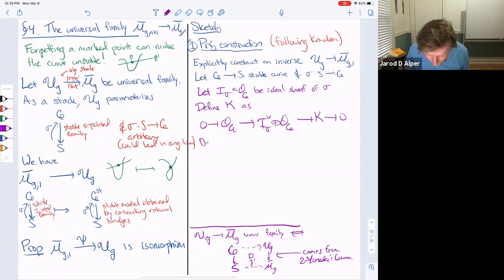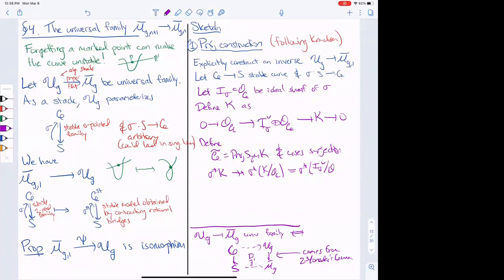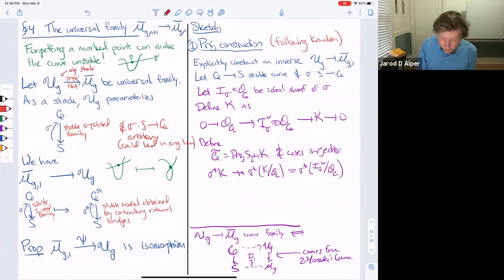And then Knudsen defines C tilde as the Proj of the algebra generated by K, the symmetric algebra of K. And then there's a surjection: if I take the pullback of K, it maps to the pullback of K mod OC, which is identified via this exact sequence with the dual of I sigma mod O. And what you need to show, and this is one of the really hard parts of the argument, is that this is a line bundle.